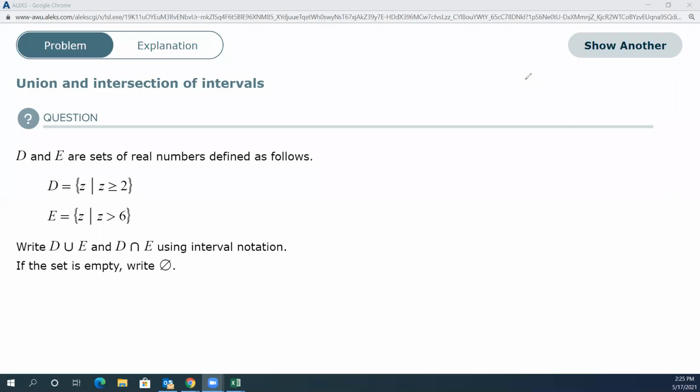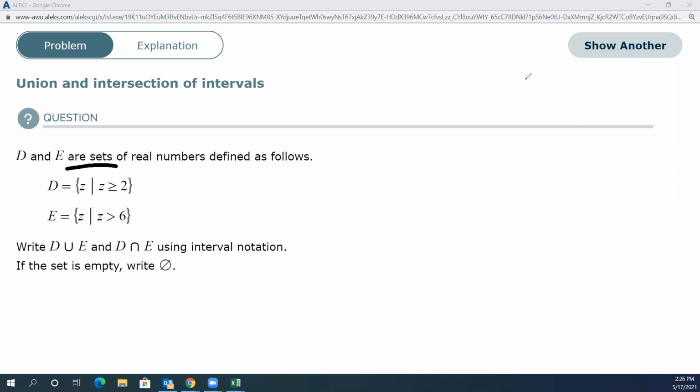Now let's do this again, only this time, instead of giving us individual elements or numbers, they're giving us intervals. So what might be helpful, and you don't have to do this, is to write out these intervals on number lines.